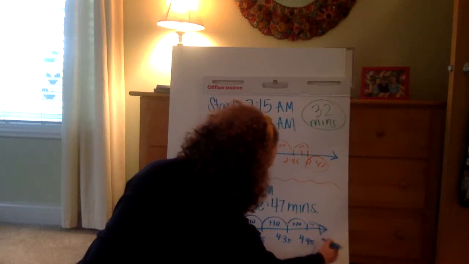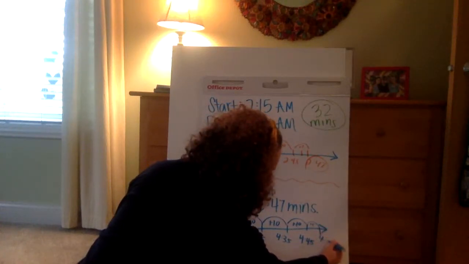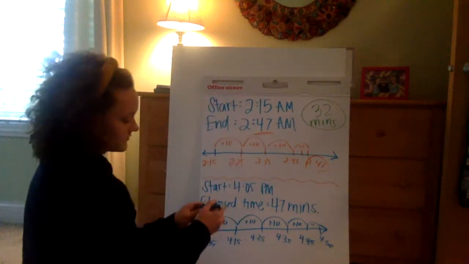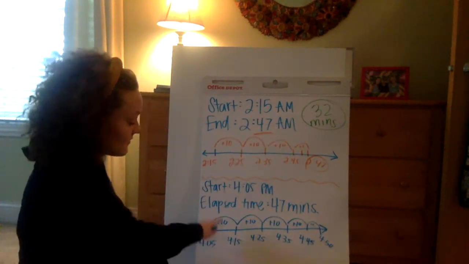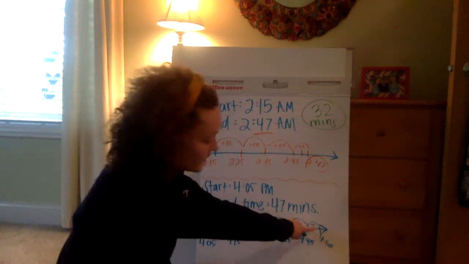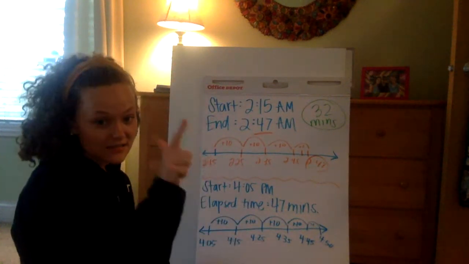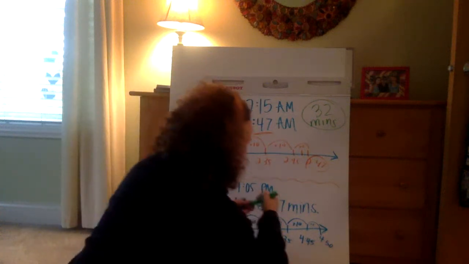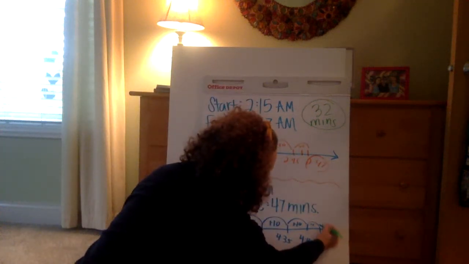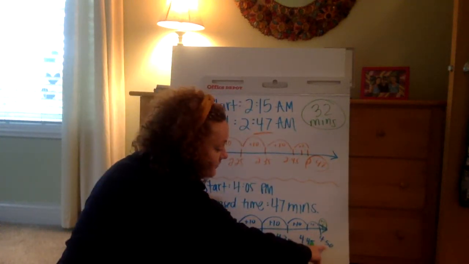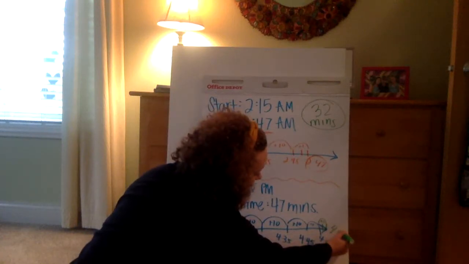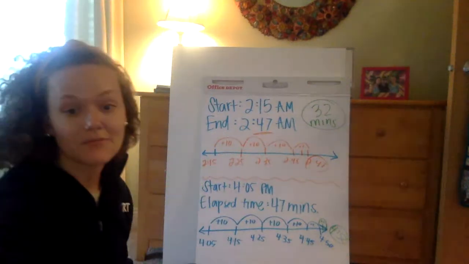Sorry, my number line's kind of running out. And that brings me to 4:50 minutes. I'm trying to get to 47 minutes, so I just counted 10, 20, 30, 40, 45, 46, 47. I just need to make a jump of 2. I'm going to use green for that. And give me to my end number of 4:50 plus 2 gives me 4:52, which is my end time.